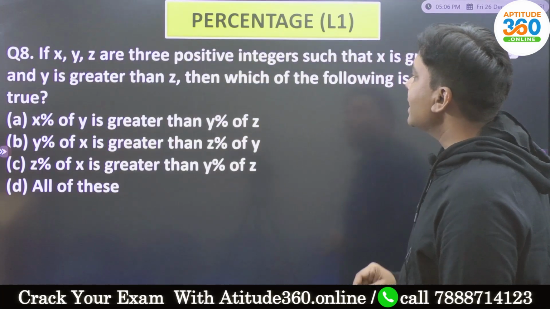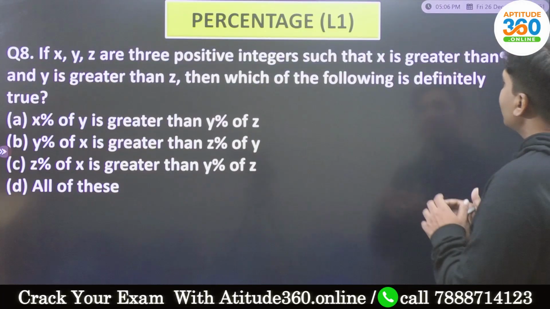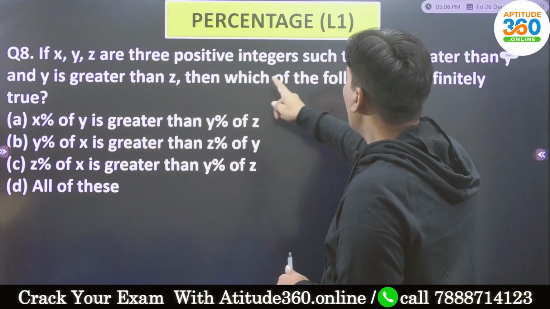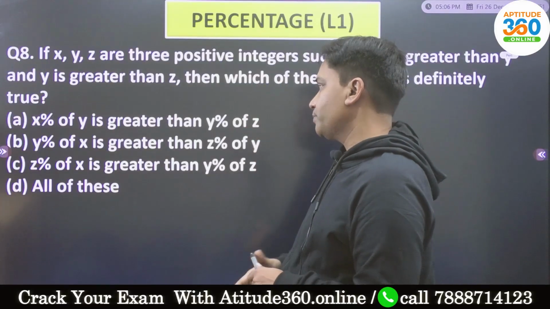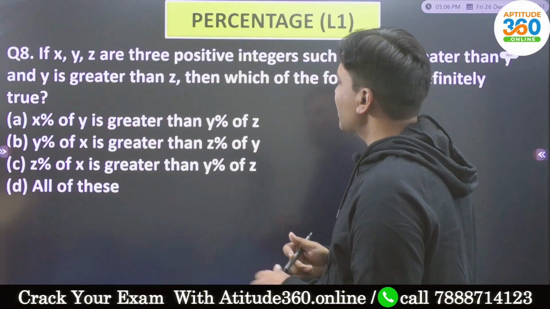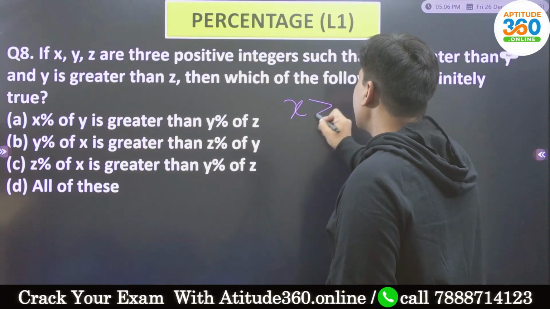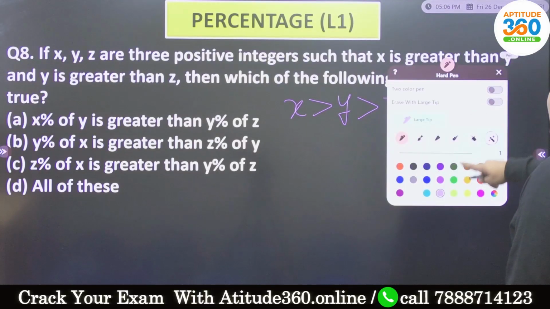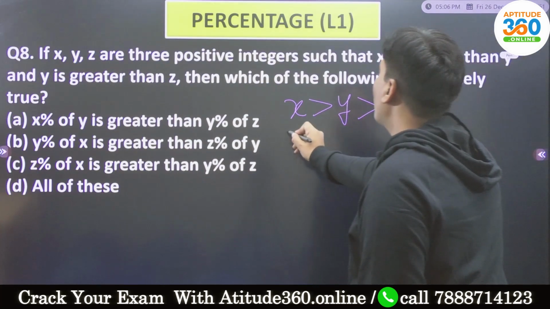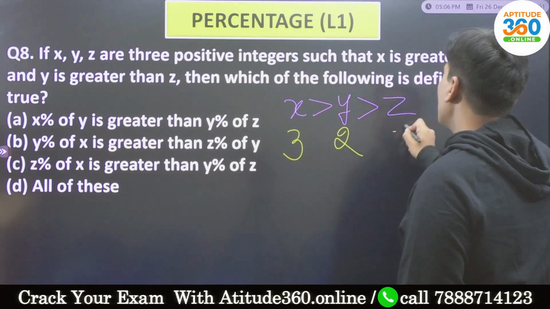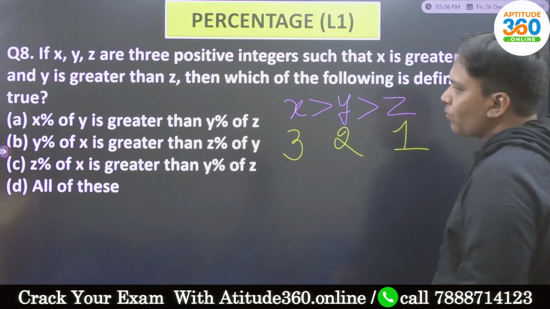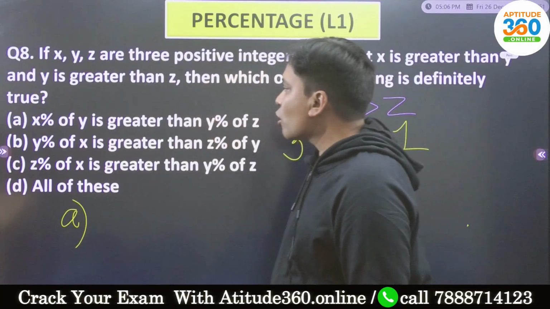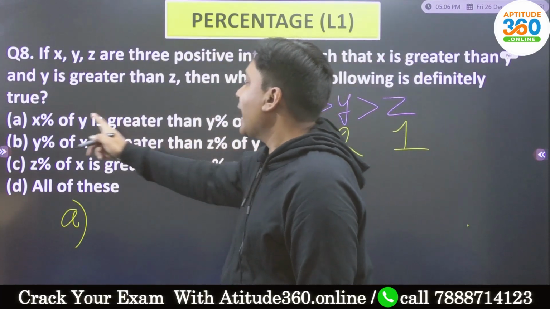If x, y and z are three positive integers such that x is greater than y and y is greater than z, then which of the following is definitely true? X% of y is greater than y% of z. What I'm going to do? X is greater than y and then y is greater than z. ये तो आपको बोल ही रहा है वो भी. एंड ये क्या है? These are the three positive integers. So can I take x as 3, y as 2 and then z as 1? और अगर ऐसा मैंने कर दिया तो let's see our first option. Our first option is x% of y is greater than y% of z.